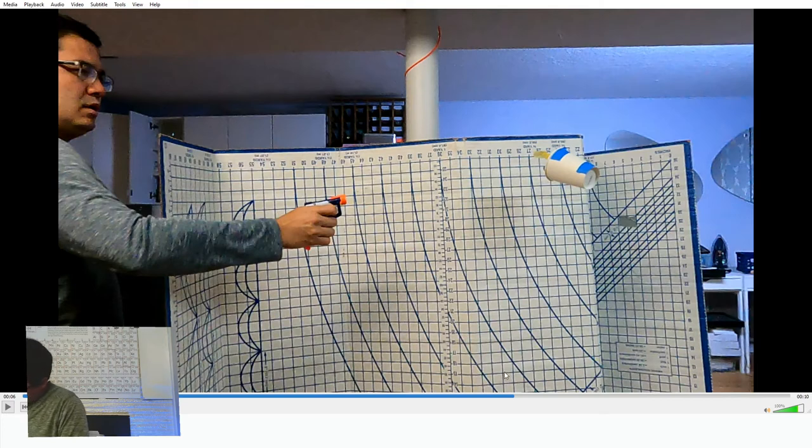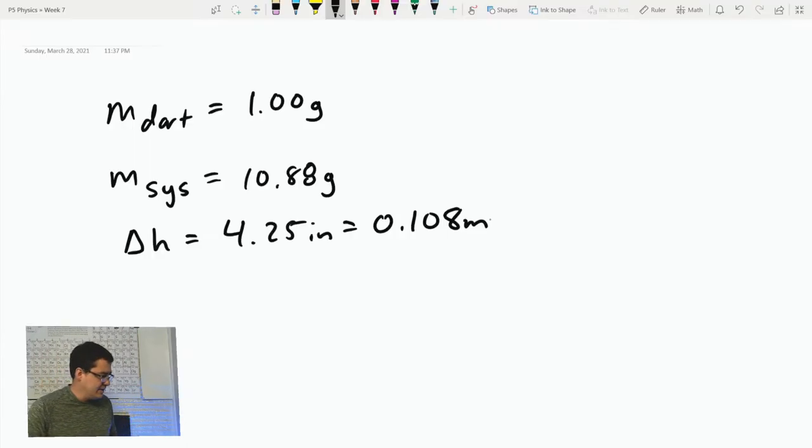Here's some information for you. Let's see if I've got the masses. Yeah, here we go. The mass of the dart was 1 gram. The mass of the system, so that's the dart and the cup, the whole ballistic pendulum as it swung upwards, was 10.88 grams. And delta H is 4.25 inches. 4.25 times 2.54 divided by 100 is 0.108 meters. Let me hide that. There you go.